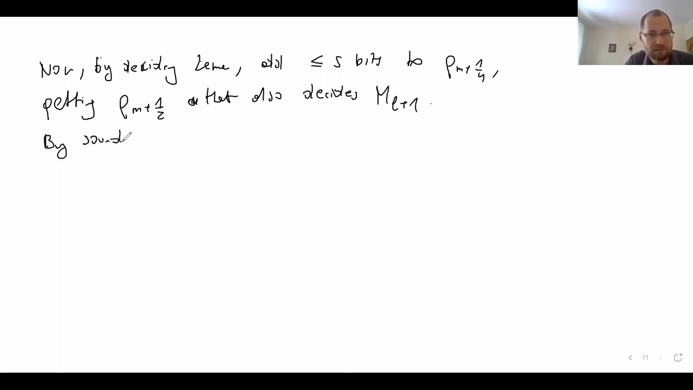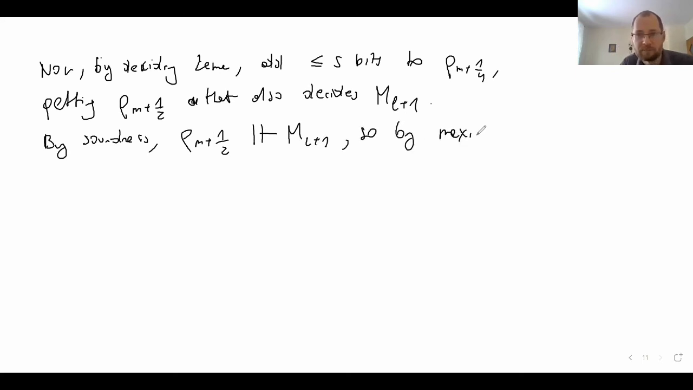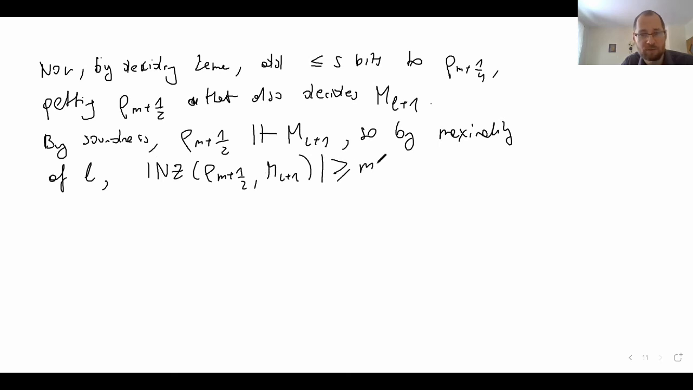By soundness, row m plus 1/2 has to force ml plus 1 to true. It can't force it to false. So by maximality of L, the number of non-zeros of row m plus 1/2 in ml plus 1 will be at least m plus 1, because you can't have just m. That would contradict the maximality of L. And we're halfway through. I won't do the other half, but it's kind of similar.